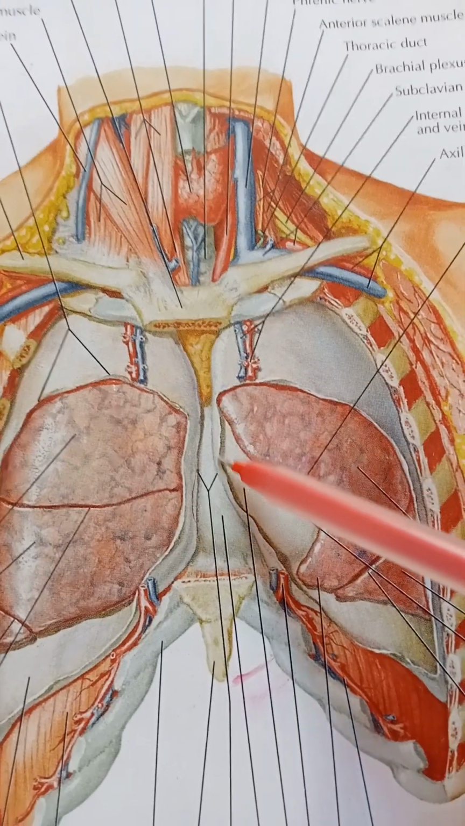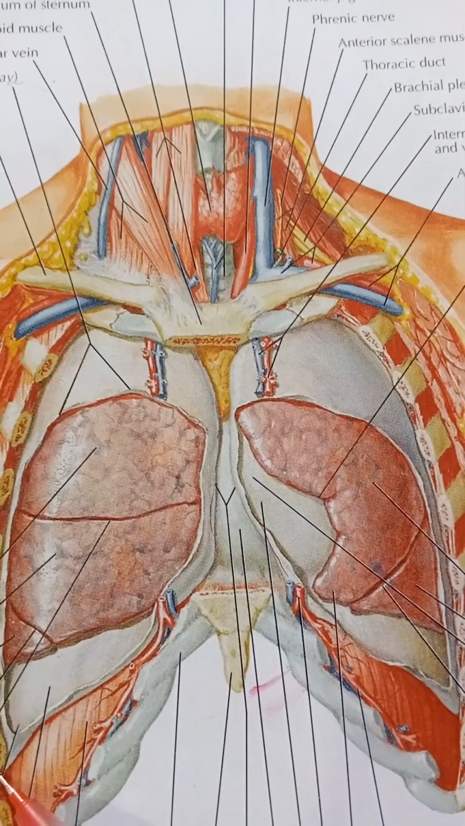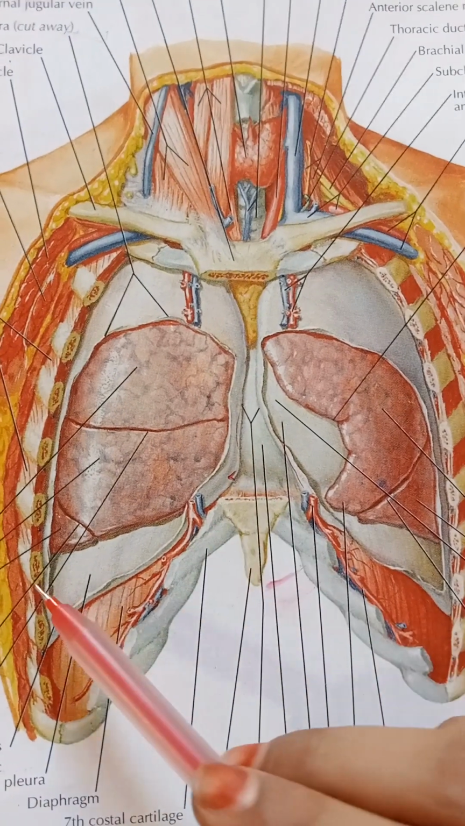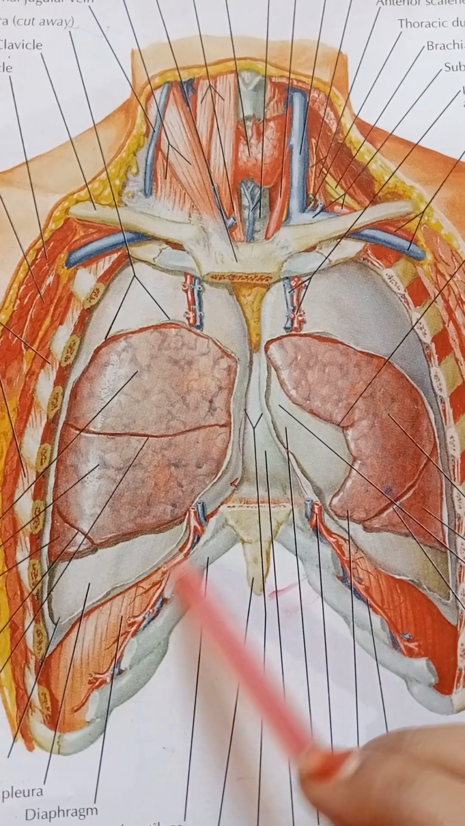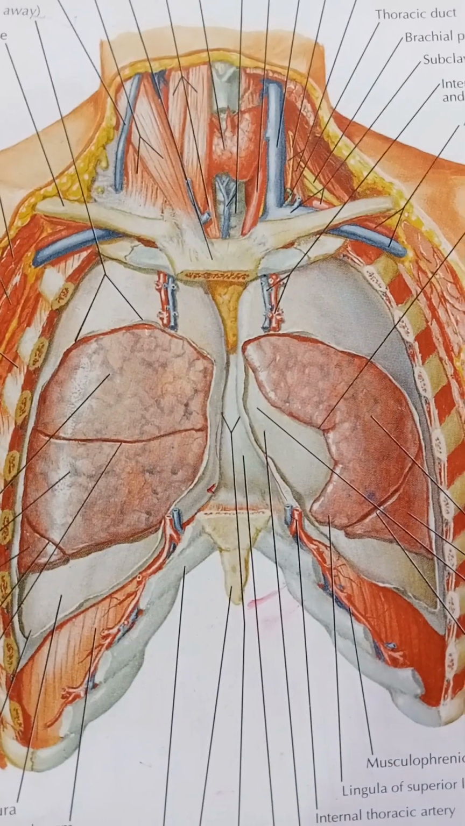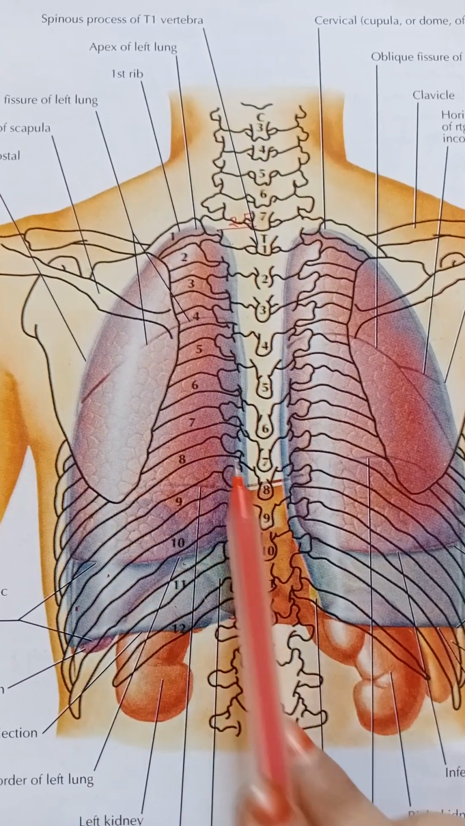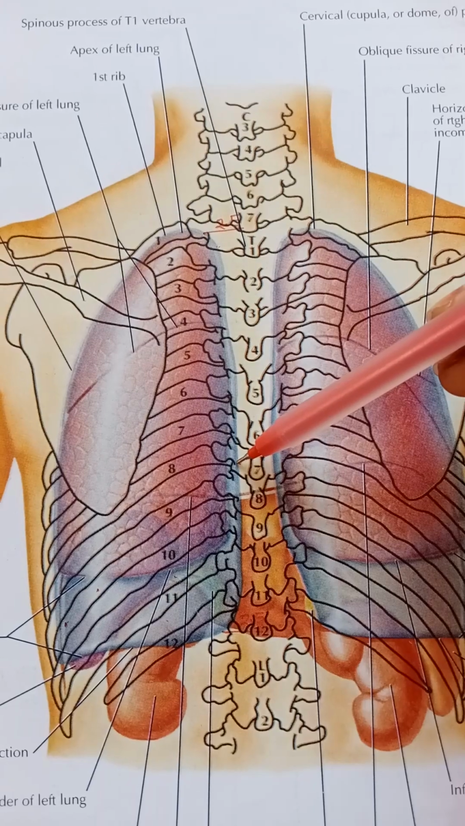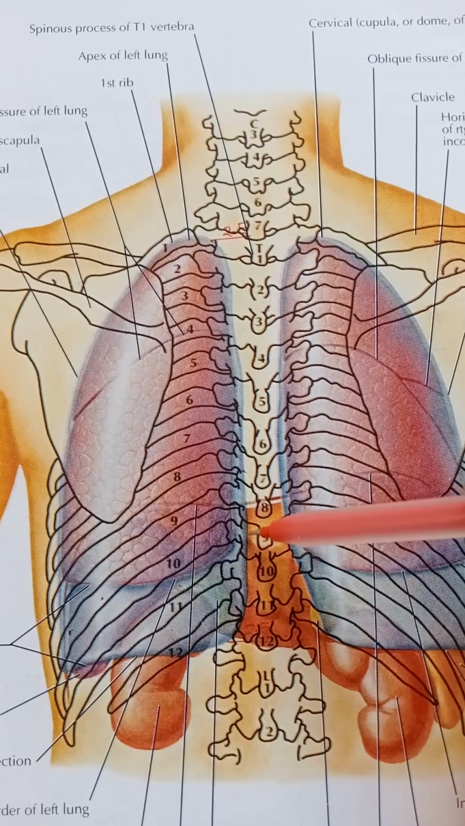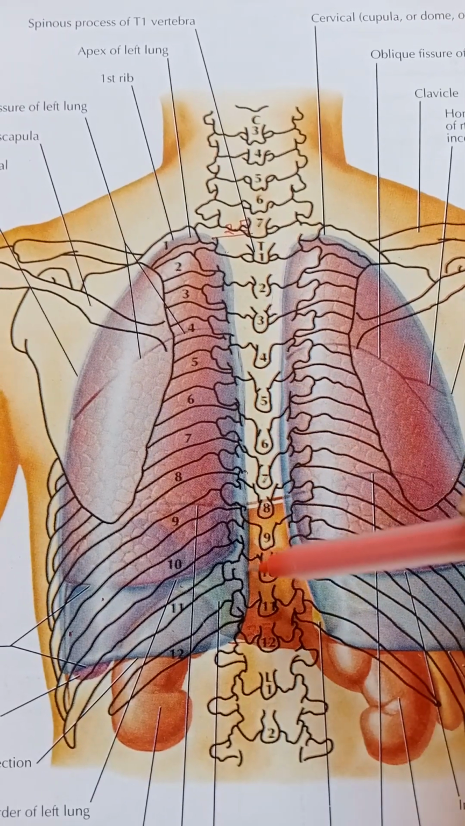Here we can see in the left lung also the costo-mediastinal reflection. And where the costal pleura is continuous with the diaphragmatic pleura, this line of reflection is known as the costo-diaphragmatic line of reflection. If we see from the posterior aspect, this costal pleura is also continuous with the mediastinal pleura along the lateral aspect of the vertebral body. This line of reflection is known as the costo-vertebral line of reflection.